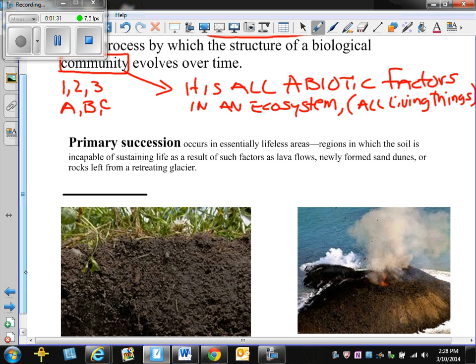Primary succession, primary means first. Okay? So the first succession, and it occurs in essentially lifeless areas. Regions in which the soil is incapable of sustaining life as a result of such factors as lava flows, newly formed sand dunes, or rocks left out of a retreating glacier.